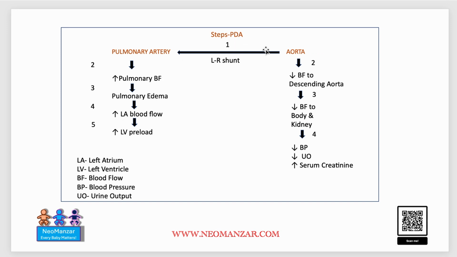What is happening on the aorta side is that, because of the shunt, there's a steal going on. The descending aorta will get less blood flow. This decreased blood flow goes to the kidney and the rest of the body, so you will have a decreased blood pressure. You can have a decreased urine output, and because of decreased urine output, the serum creatinine will go up. So this is what is happening.